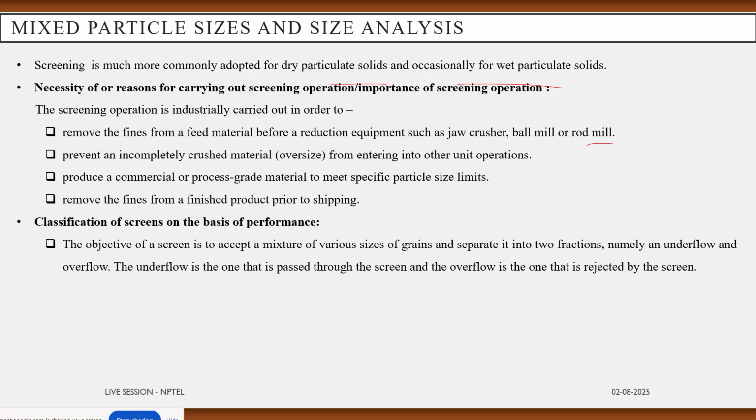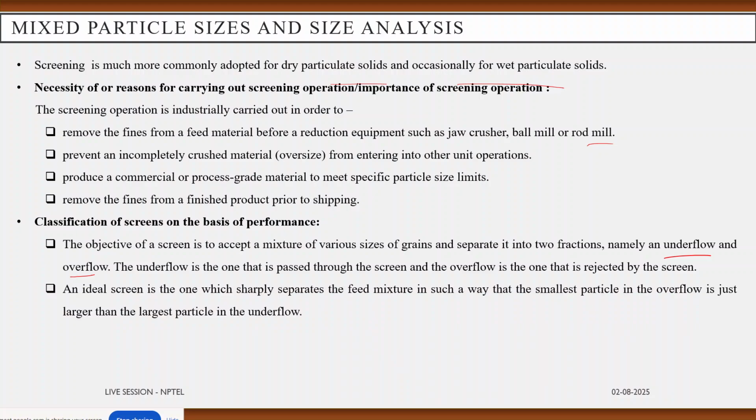The objective of a screen is to accept a mixture of various sizes of grains and to separate it into two fractions, namely underflow and overflow, that we already discussed. The overflow is also known as oversize. The underflow is the one that passes through the screen, and the overflow is rejected by the screen, or retained on the surface of the screen. So an ideal screen sharply separates the feed mixture in such a way that the smallest particle in the overflow is just larger than the largest particle in the underflow.